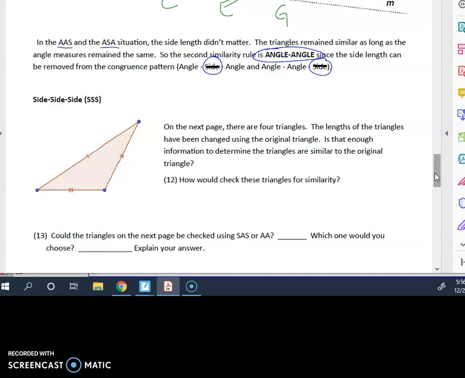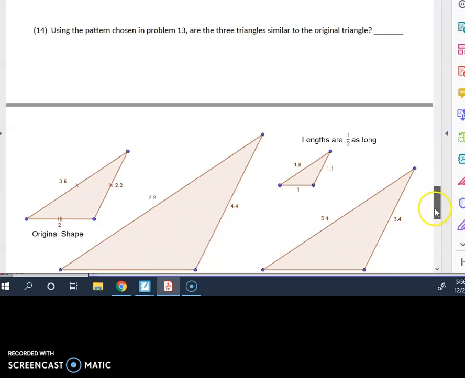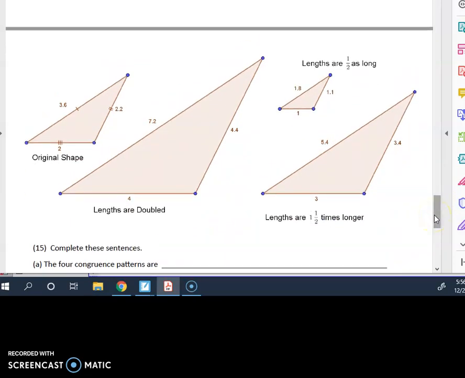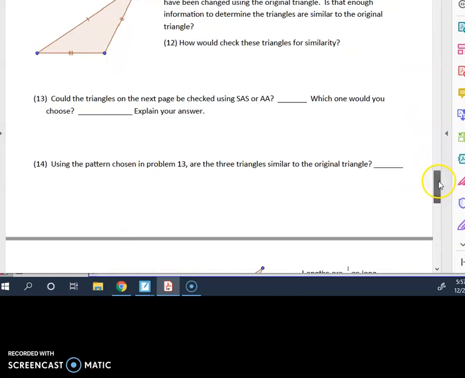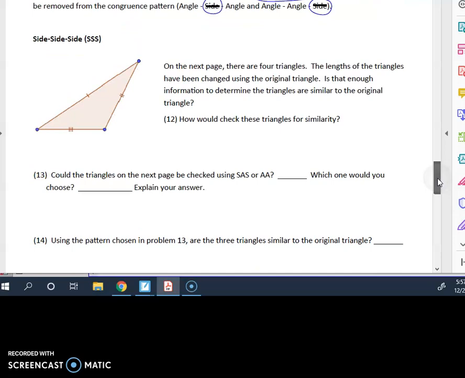So for the last problem, it's side. And we've done construction with compass, one of the few constructions we've done with compass, where we actually made side triangles. But to make this a little bit easier, I went ahead and created the triangle on the next page. So the question here is, could the triangles on the next page be checked using side or angle? And if you could, which rule would you use? How would you check? Going back to problem 12, how would you check to see if they're similar to each other? How can the ruler or patty paper help?